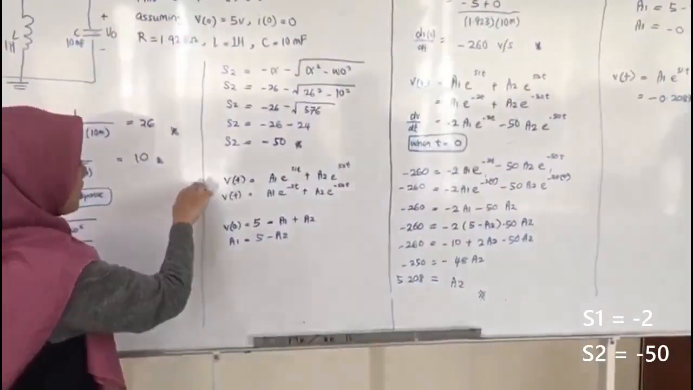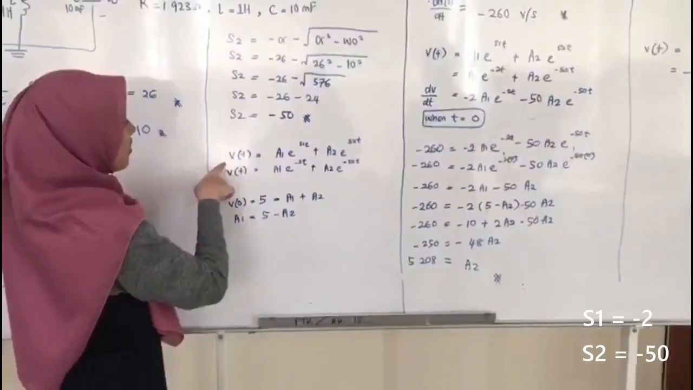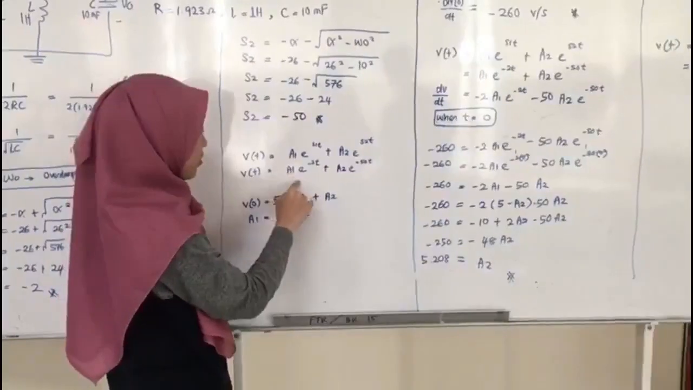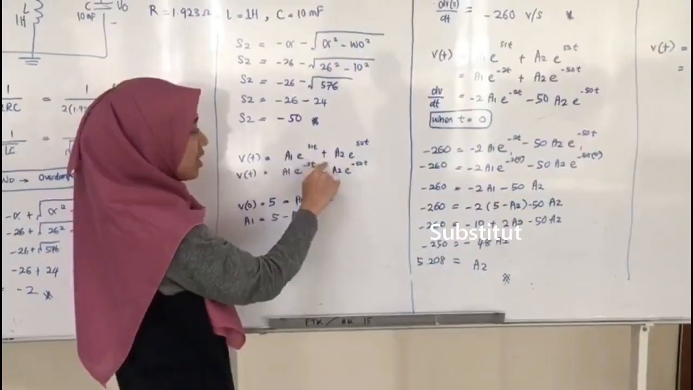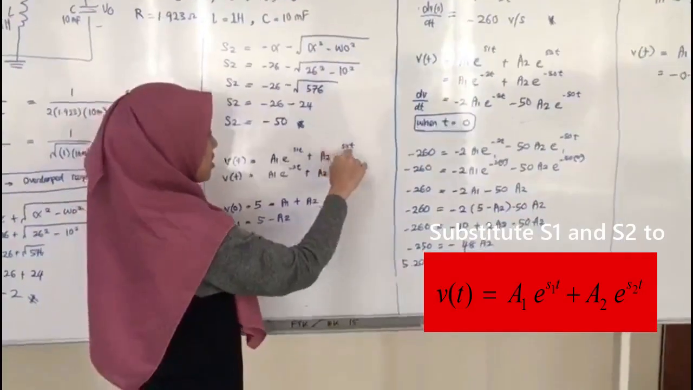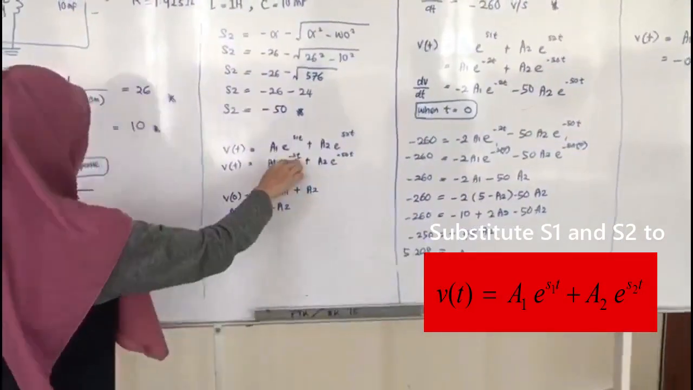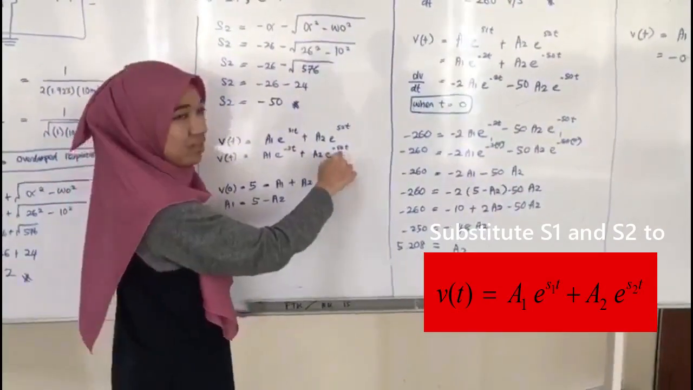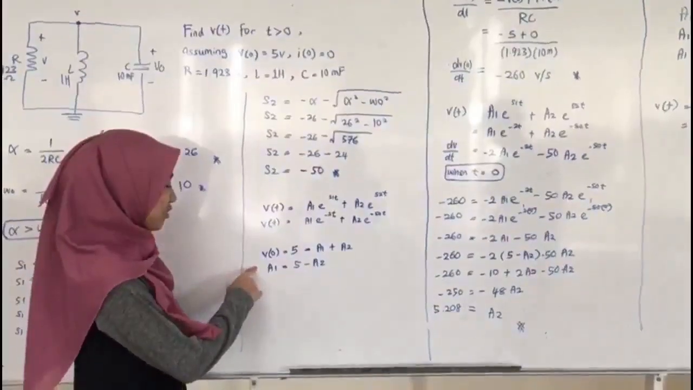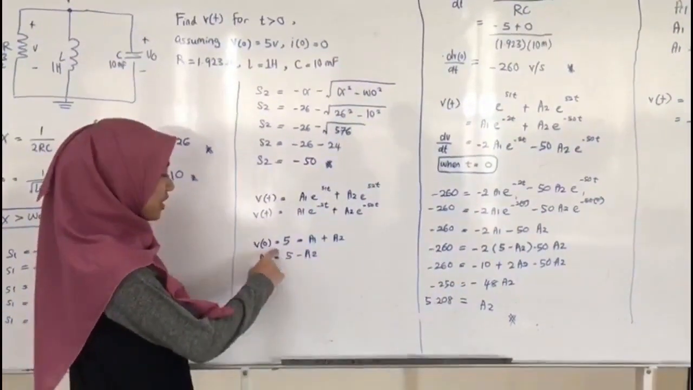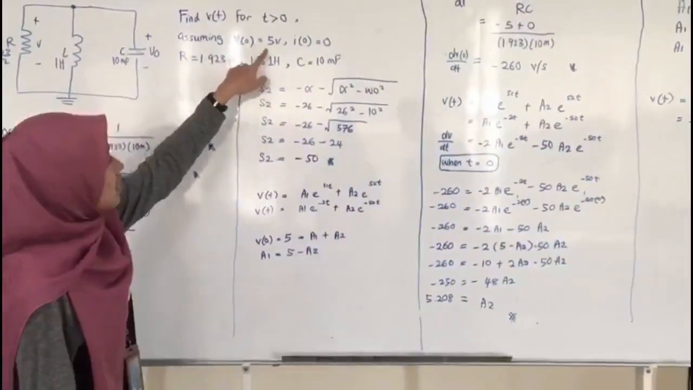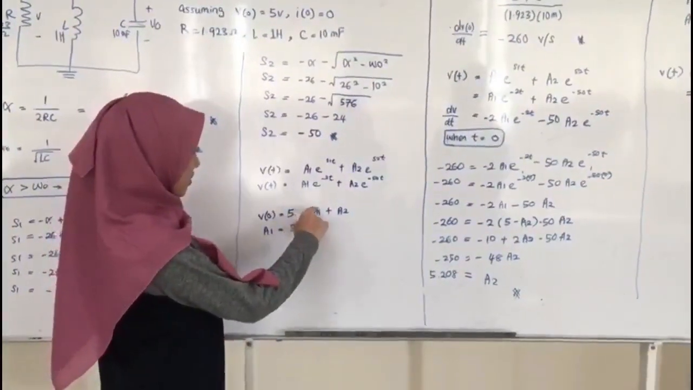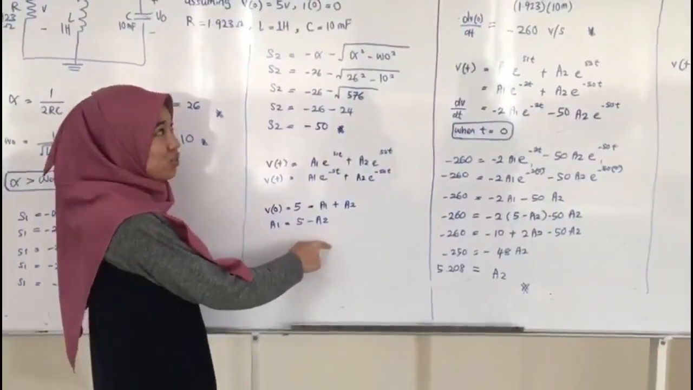So this is the equation to find v(t) for an overdamped response. v(t) equals A1 exponent S1t plus A2 exponent S2t. This is the value for S1 and S2: S1 we get negative 2 and S2 we get negative 50. Then we have to find the value of v naught, which is given as 5 volt. So 5 equals A1 plus A2. When we want to find A1, it is 5 minus A2.